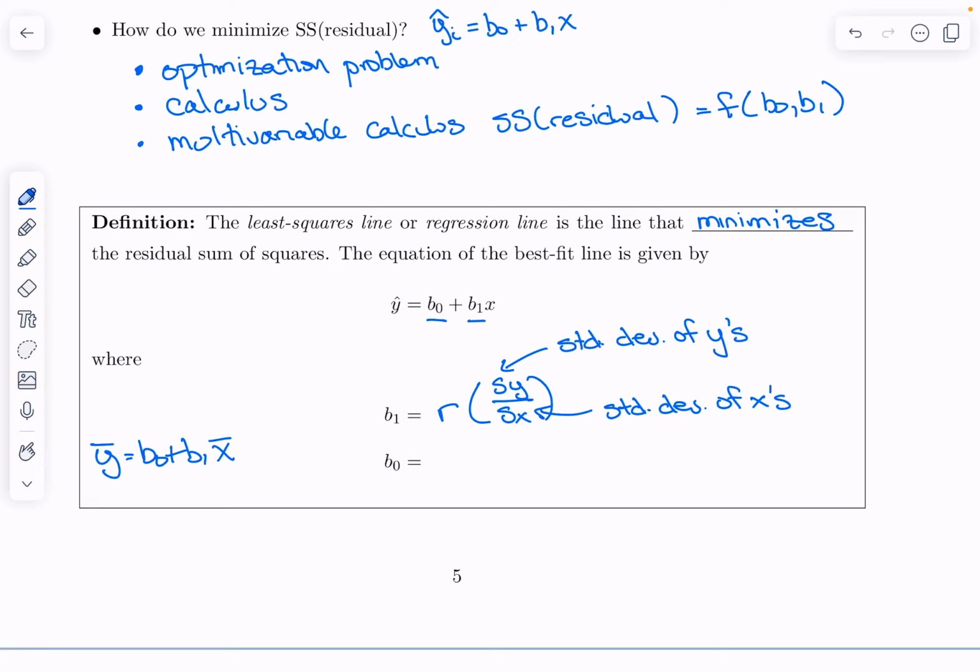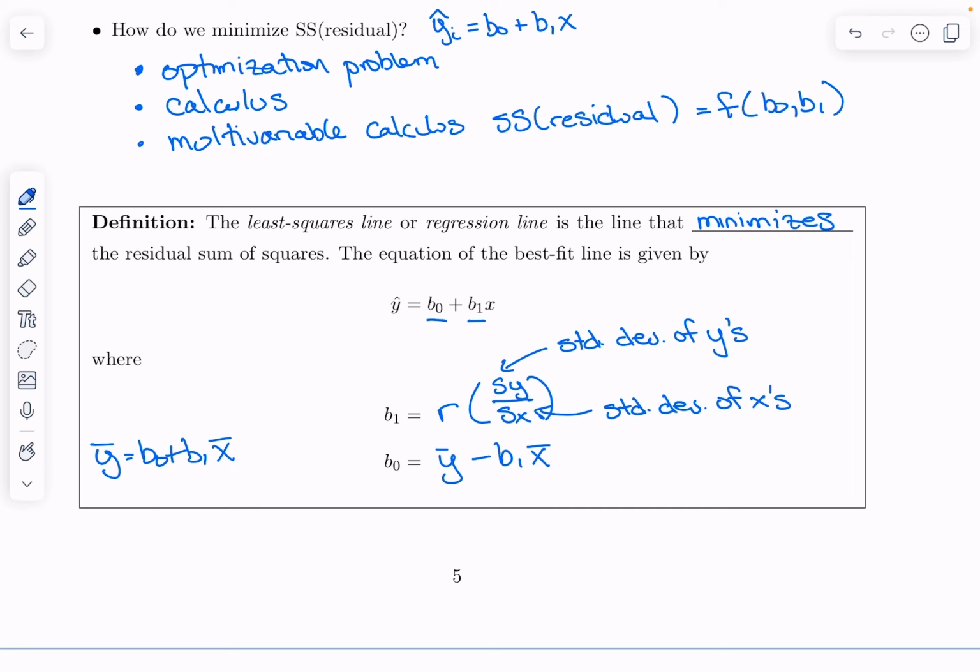So if I solve for b0, b0 is just going to be y bar minus b1 x bar. And so you can first find the slope and then essentially find the intercept in the same way that you've always done, which is if you know one point on the line, then you can find the intercept using the slope.